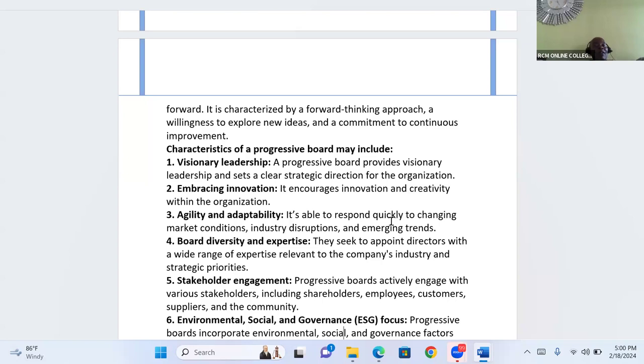So why did we benefit? We benefited because of what here? Agility. You respond quickly to changes. There are many industry disruptions coming.